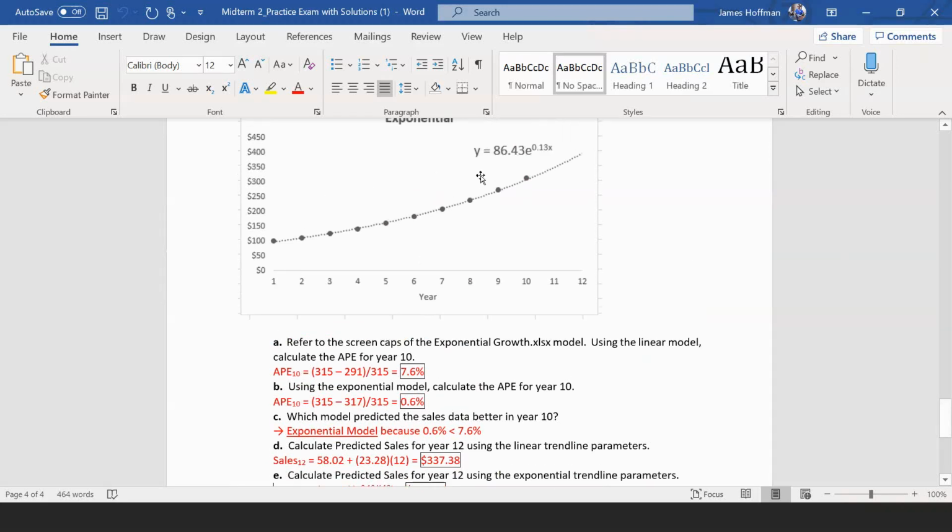Okay, so there's your equation. Y, which is sales, is equal to 86.43 times E raised to 0.15 times X. So that's all you're doing here, just putting in X, which is 12, for the year 12 prediction for the exponential.